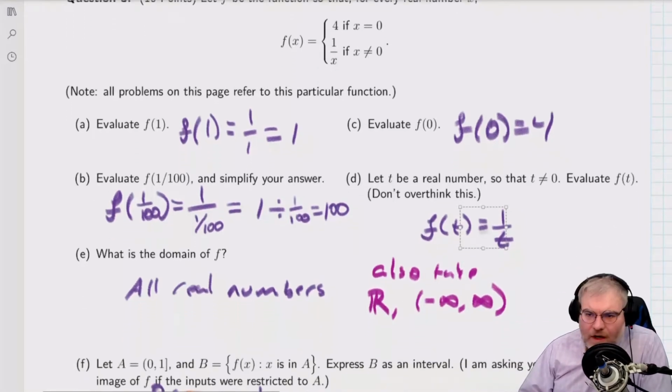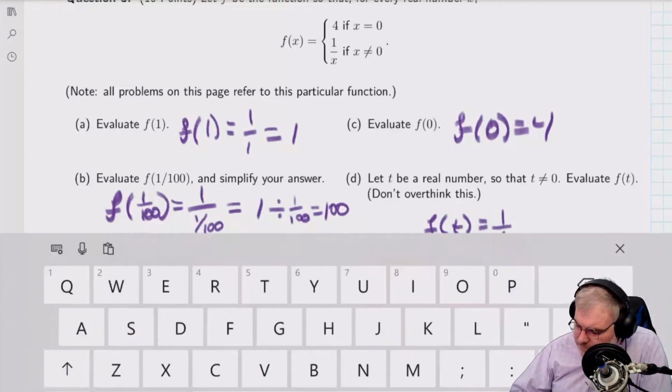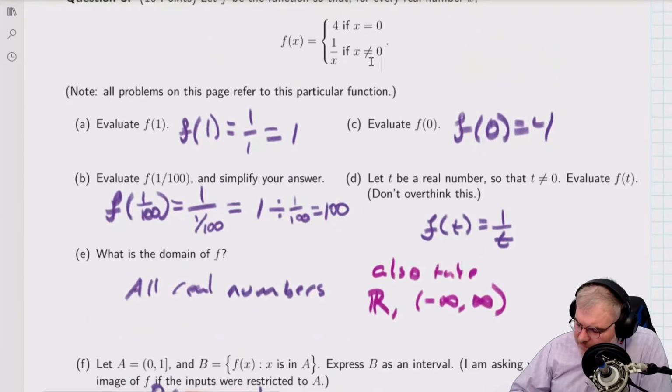Here I plug in 1 over 100. Well, 1 over 100 is not 0, so I'm going to be using the bottom formula, and I get 1 over 1 over 100. If we remember how to divide fractions, this is 1 divided by 1 over 100, which is multiplied by the reciprocal, so you get 100. For part D, t does not equal 0, so I'm going to put t in our formula. t is not 0, so I get 1 over t.